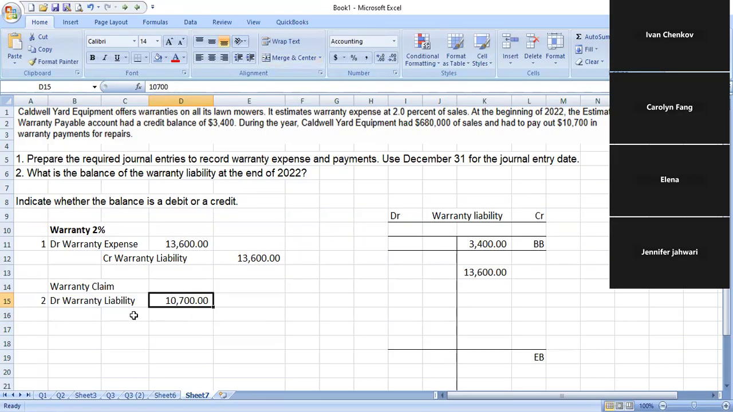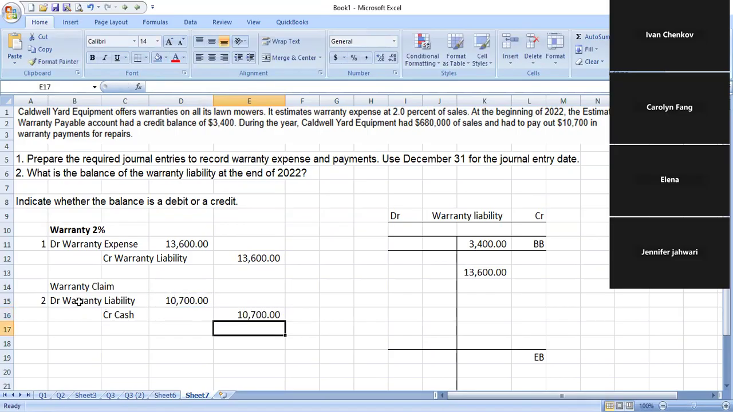So now credit. Which account are we going to credit? It says here, payments for repairs. So we pay for repairs. Which account are we going to use? Cash. Every time when it doesn't say anything, we use cash. But if it says that we replaced those items under the warranty with new ones from our inventory, then credit the inventory account, right? That's why we have 2 options.